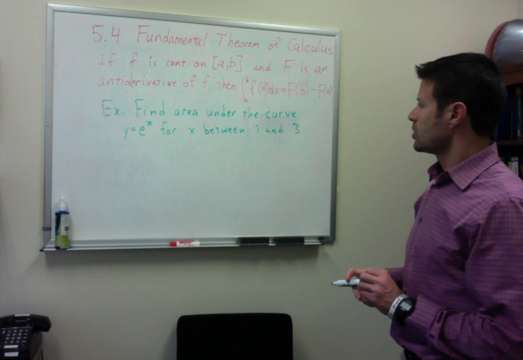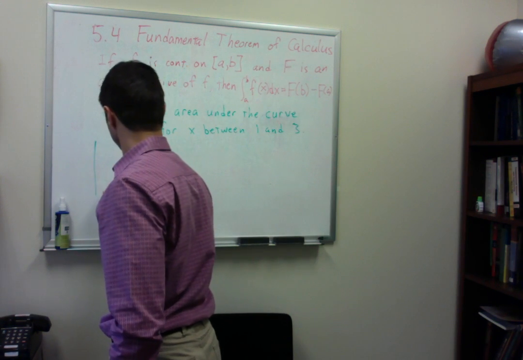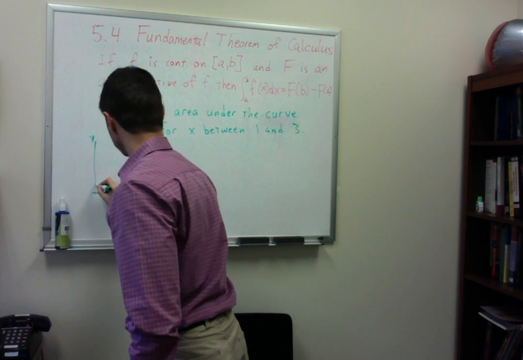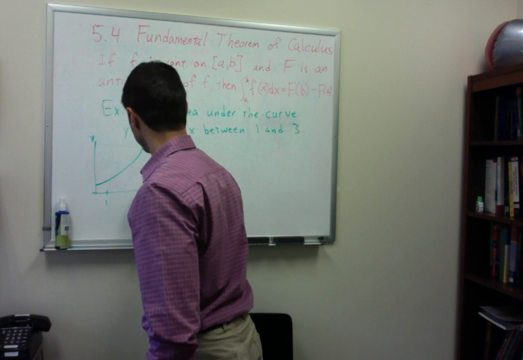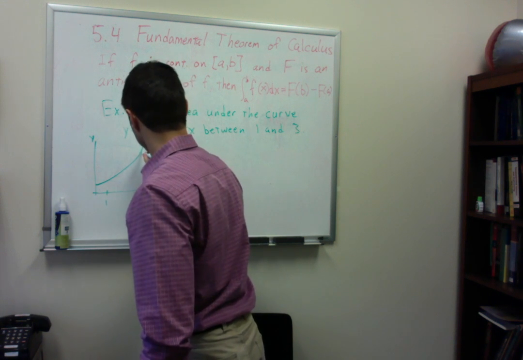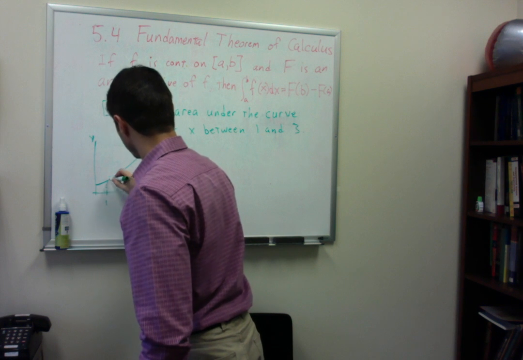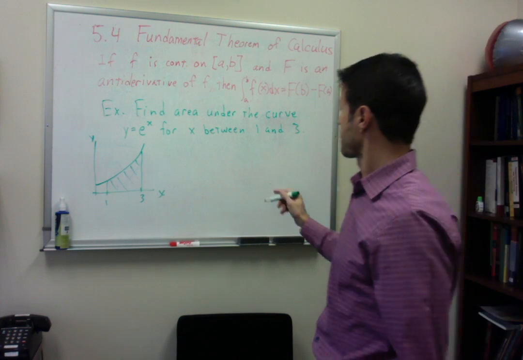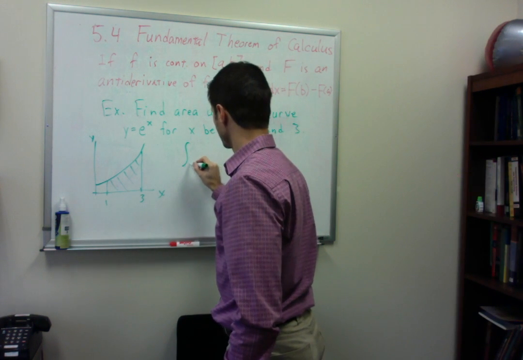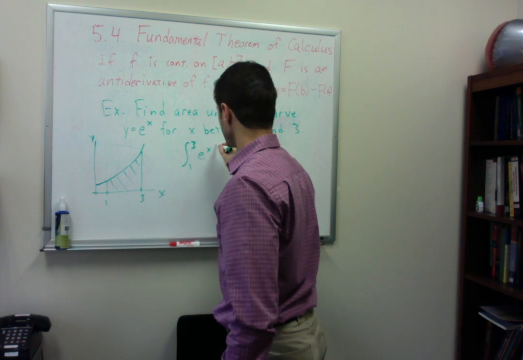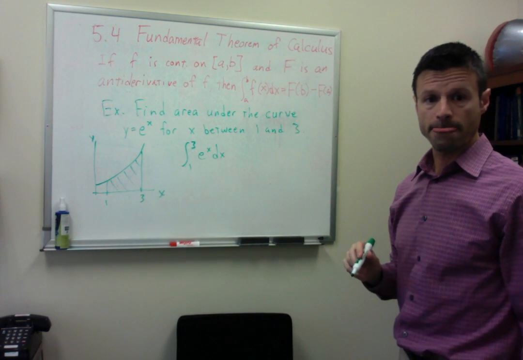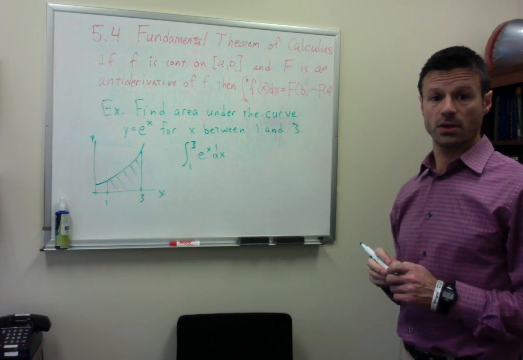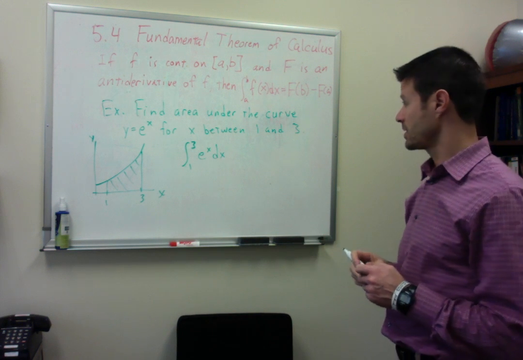Okay, so I can draw myself a picture. You know what e to the x, the exponential function, looks like? I'll mark off 1 here and 3 there. This is not to scale, but to compute this area under the curve, that area is equal to the integral from 1 to 3 of e to the x dx. And here we're not going to approximate it with rectangles. We are just going to use the fundamental theorem of calculus to find this area.